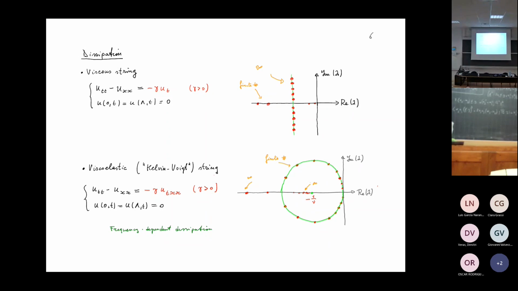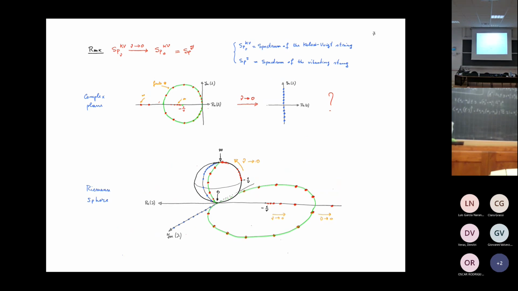The spectrum of the vibrating string is on the imaginary axis, with equally spaced eigenvalues here. So when the dissipation, nu or gamma, goes to zero, this spectrum here should become this one. And it's not completely clear if this limit is continuous in the plane.